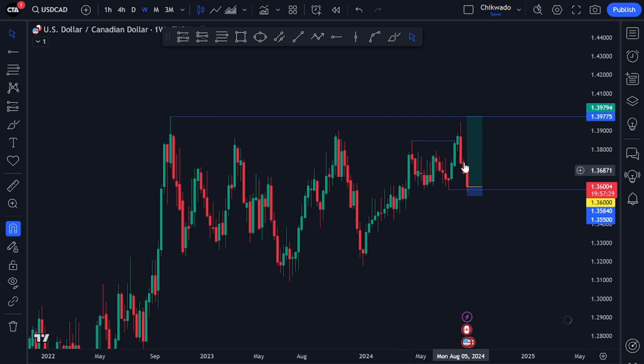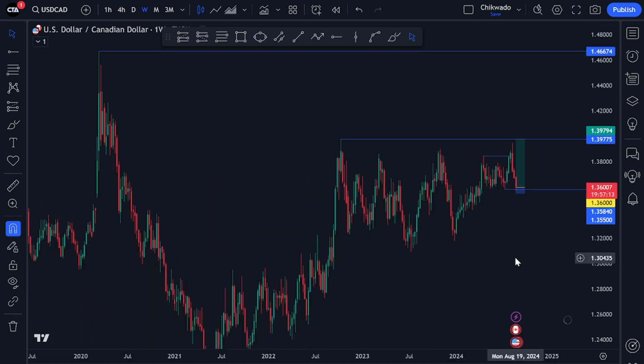So the market failed to break this high here. We have a failed high, and these are the kind of situations I like to look into. So we have a high that did not take this high. So there's a very good chance that this failed high, the market is eventually going to fill up. And of course, we have a lot of room to the upside.